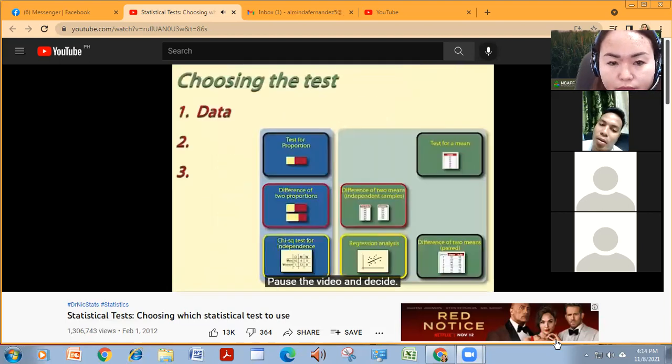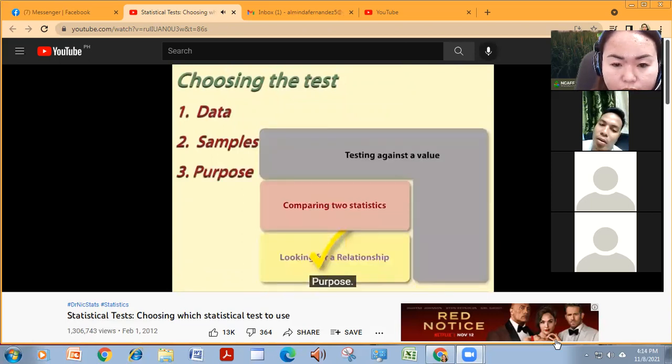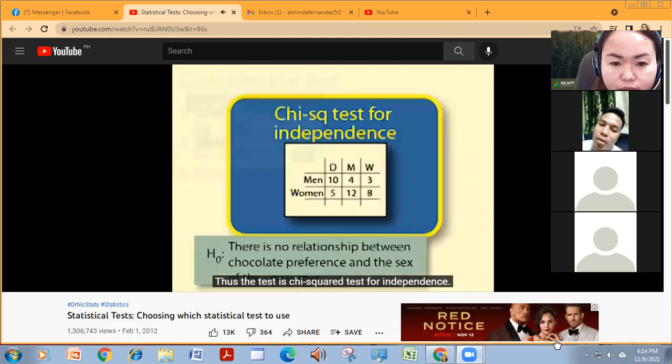Data. Helen records the type of chocolate and sex of person. These are both nominal variables. Samples. There is one sample, the 50 customers, but with 2 measures or variables. Purpose. Helen is looking at whether there is a relationship between the 2 variables. Thus, the test is chi-squared test for independence.